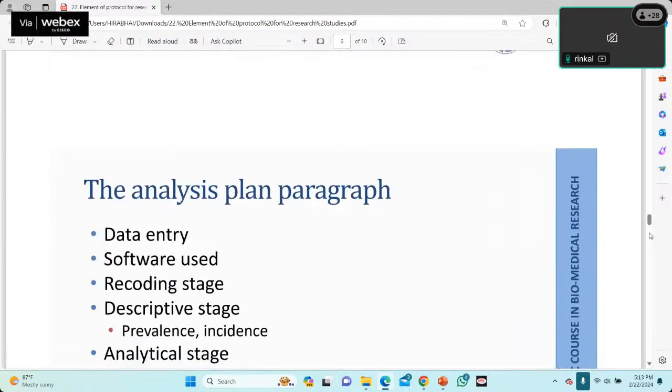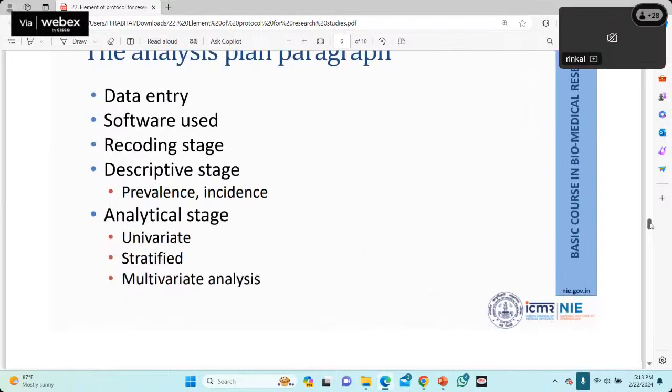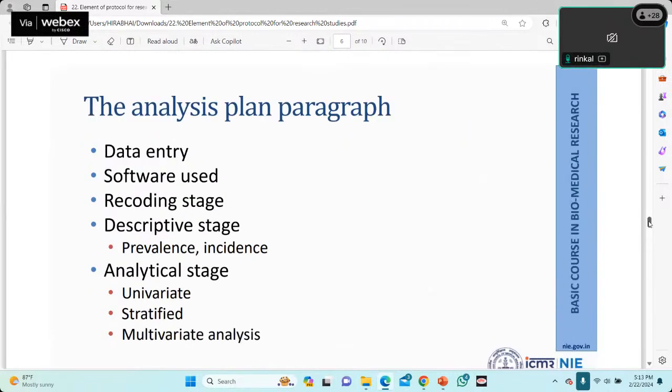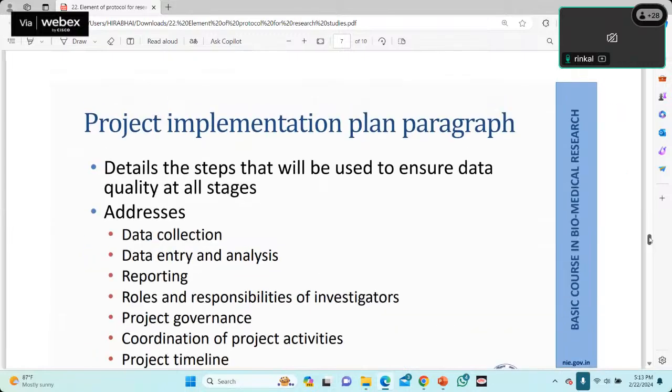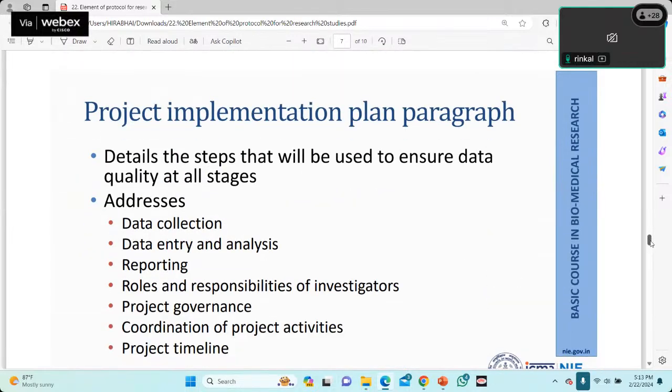Okay. Then how you will do data entry in Epi Info, in SPSS, in Jamovi, which software you are going to use? How you will do the record? How you are going to calculate the descriptive parameters, and how you are going to analyze it. So as I said previously, this is just a summary of what you all have studied till today. Okay.